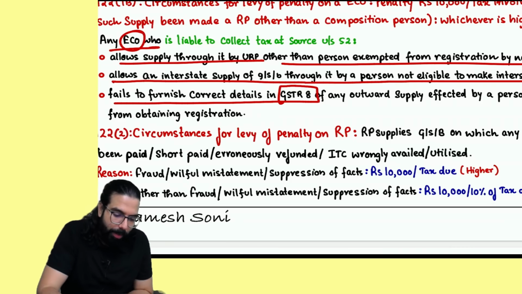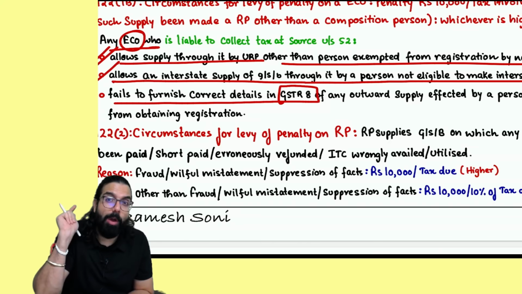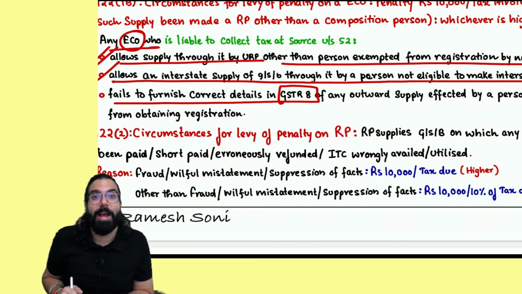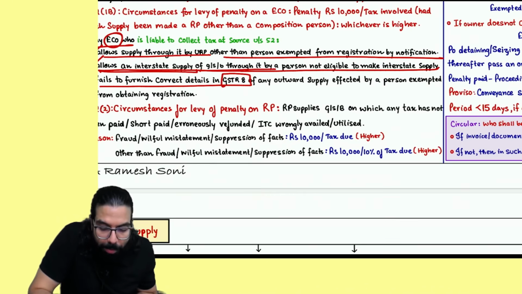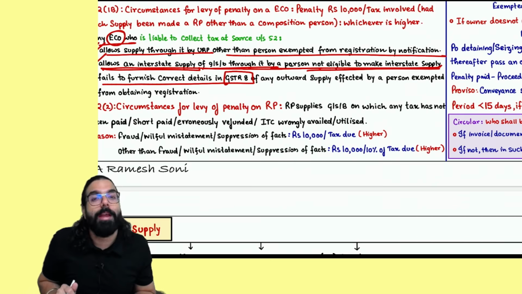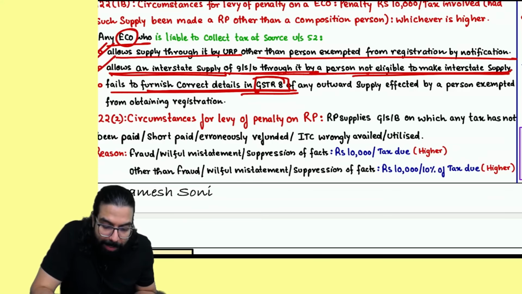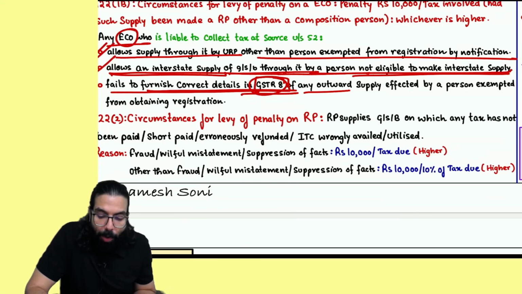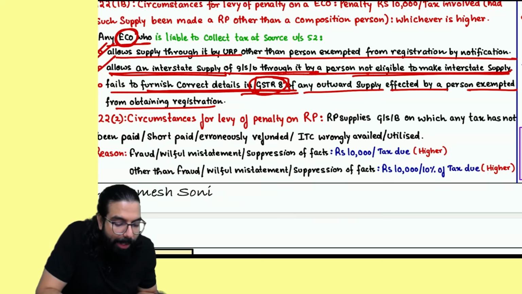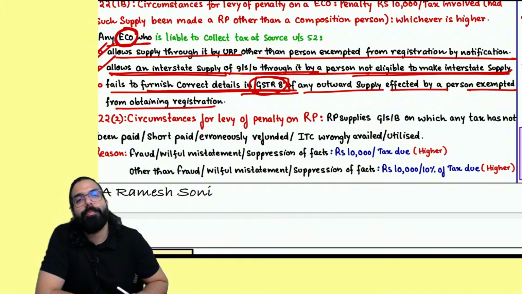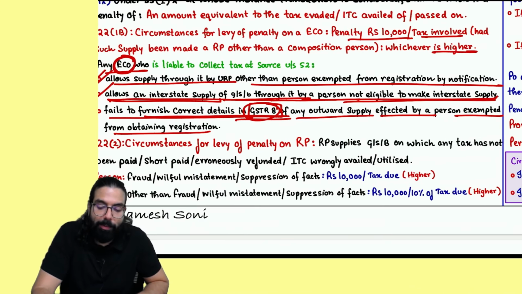Sir, if you allow any unregistered person to supply who is not eligible, secondly, if you allow any interstate supply by a person not eligible to do interstate supply, or if you fail to furnish any details in GSTR 8 of outward supply effected by a person who is exempted from registration, for all this, e-commerce was liable for a penalty. And what was the penalty, everyone? 10,000 or the tax amount, whichever was higher.